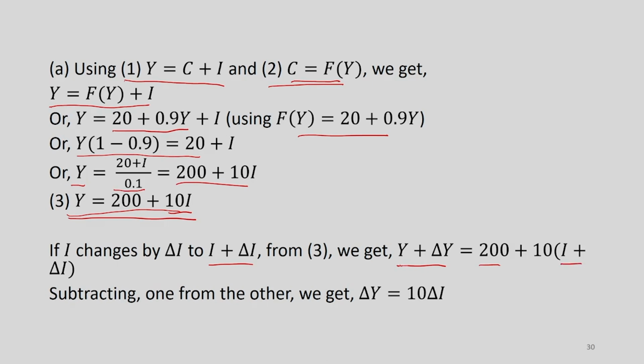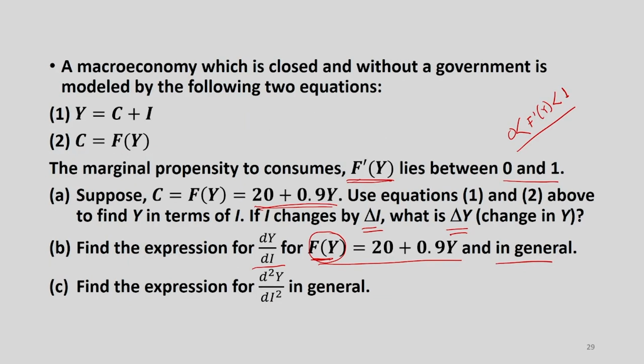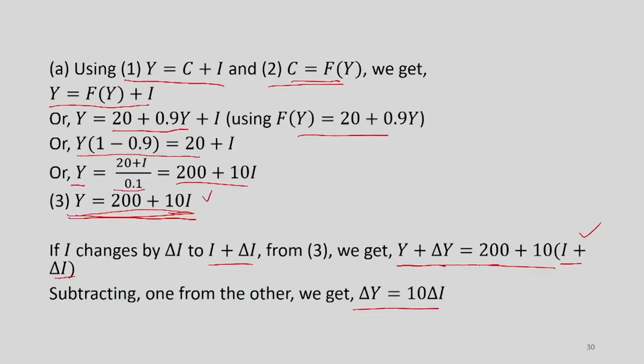And we take this equation and this equation, and we subtract this one from this one. If we do so, then we shall get del y is equal to 10 multiplied by del I. I think that was the second part. The second part was, if I changes by del I, what is del y? Then del y is equal to 10 multiplied by del I.